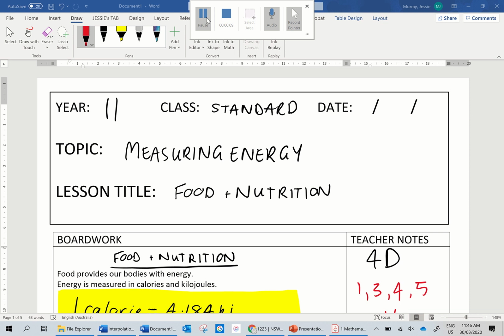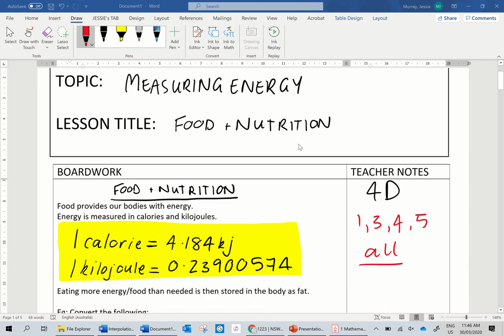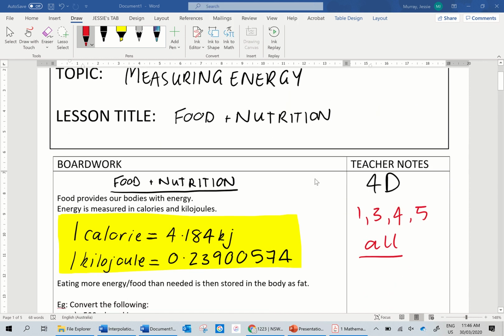So, as you know, the topic's called measuring and energy. We've been looking at measurements. Now we're going on to that energy side of it. Interesting, because this can directly relate to your everyday life, and we're looking at food and nutrition.